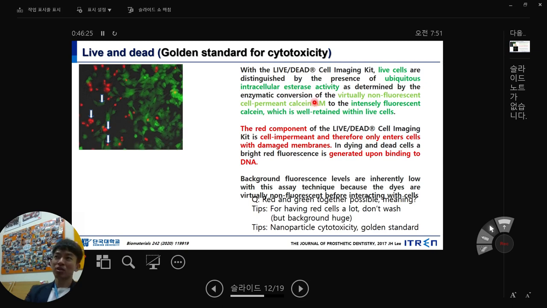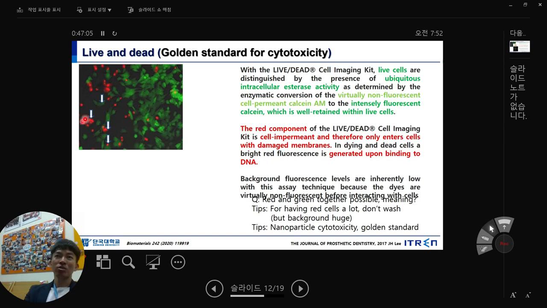Okay, so calcein AM is the live dye, and then the dead dye. The red component is cell-impermeant. This dye cannot go inside, and therefore only enters cells with damaged membranes. When your cell membrane is ruptured, this red dye can go inside, and the dying cell's red fluorescence is generated upon binding to DNA. So this red component of your dye binds with DNA through the rupture of the cell membrane, and then it shows a red signal.